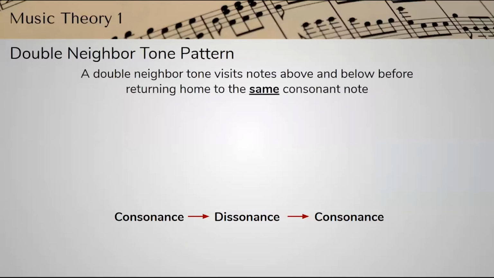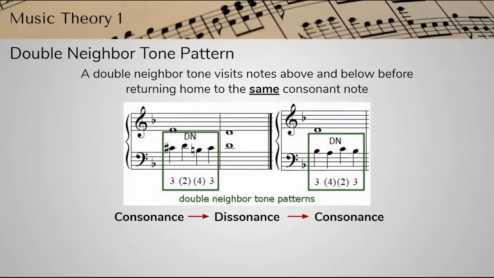All right. Now you can have something called a double neighbor tone pattern. And a double neighbor tone visits the notes that are above and below before returning home to the same consonant note. So here we have two examples of double neighbor tone patterns. The first one starts on a consonant third, moves to a dissonant second, moves to a dissonant fourth, and then returns to that consonant third. Now this is the only time you can ever leap between dissonances. If it's part of a double neighbor tone pattern, you can leap between the two dissonances that are the neighbors of that same note.